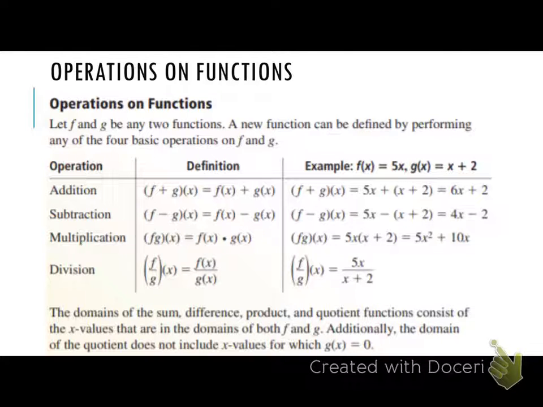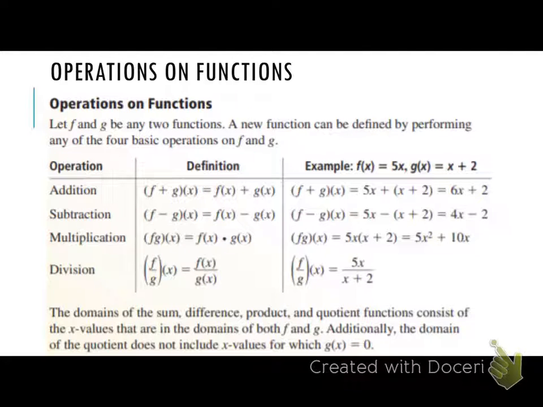Okay? But they give us an example over here. F of x equals 5x. G of x equals x plus 2. So if we're doing f plus g of x, you just take 5x and x plus 2 and add them. Most of the time when we're adding, we're going to be combining like terms. So 5x plus x gives me 6x. 2 has nothing to combine with, so it's just plus 2. Questions on adding functions?